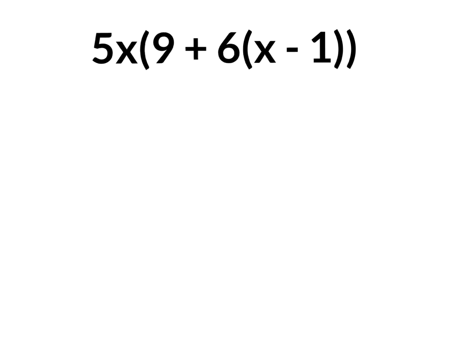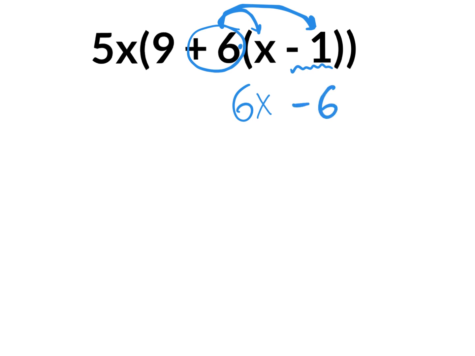We are going to look at the inside of these parentheses. There's a 9 plus 6. I'm not going to add. We know that on PEMDAS, adding and subtracting is at the very end. I am going to multiply. I'm going to distribute that positive 6. Positive 6 times x, that's a positive 6x. Positive 6 times negative 1, you could do it on the calculator if you want. You'll get a negative 6.